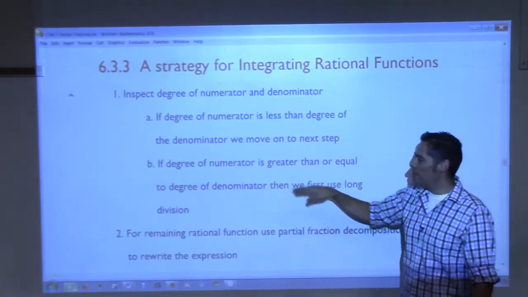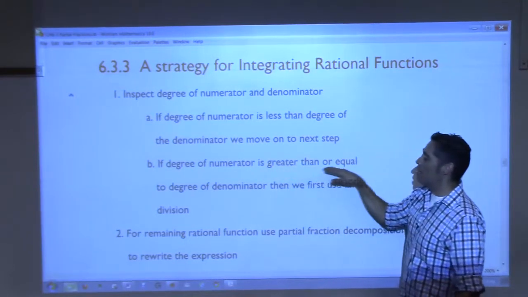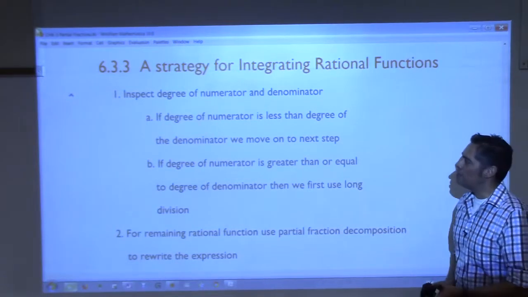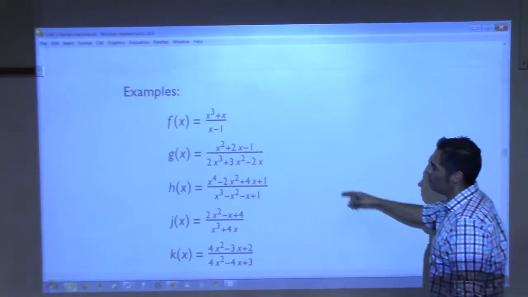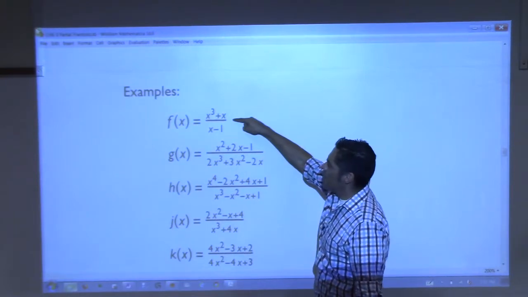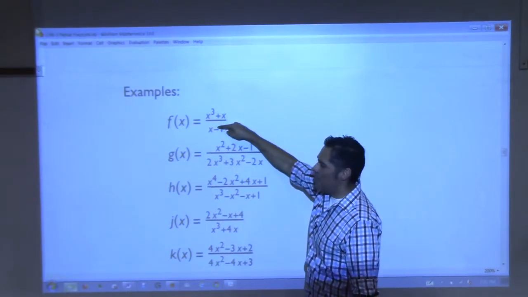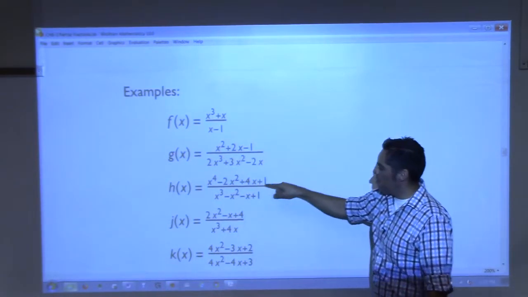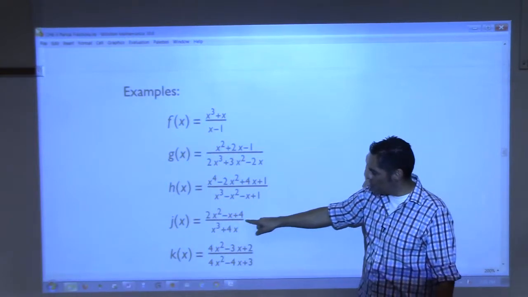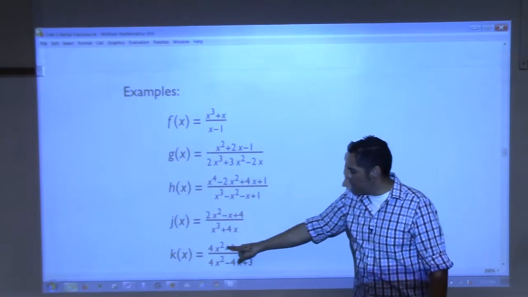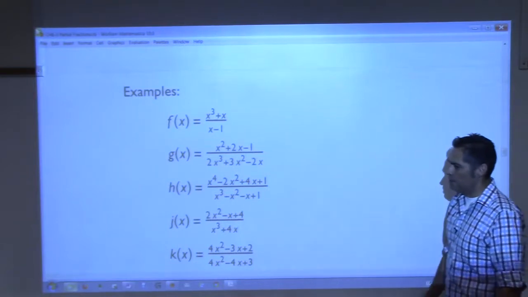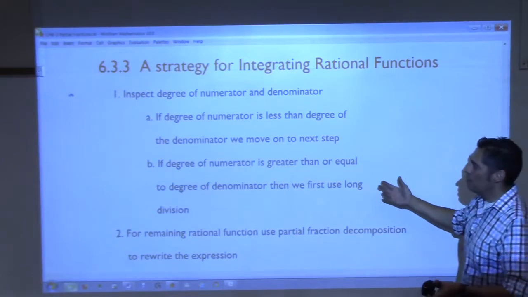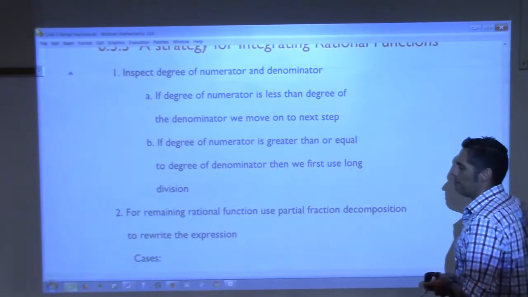If the degree of the numerator is bigger than or equal to the degree of the denominator, we must use long division first. So let's go back through these. Am I going to need long division or not? Yes. This is bigger than that. Am I going to need long division or not? No, because that's smaller than that. Do I need long division here? Yes. Here? Yes. If they're the same, you need long division. All right? So we do long division first. Or we don't, okay?